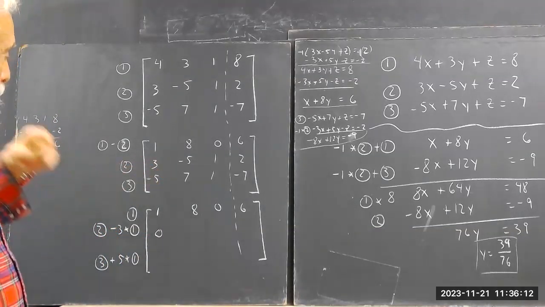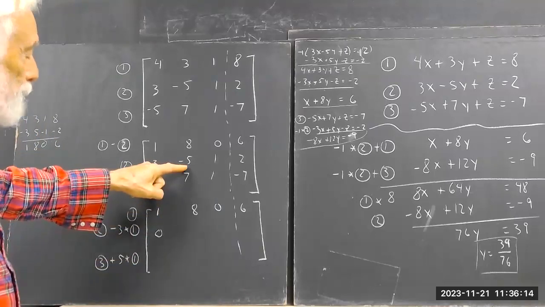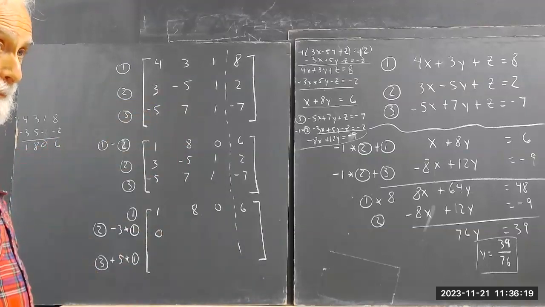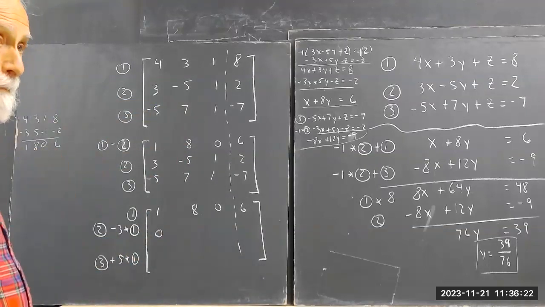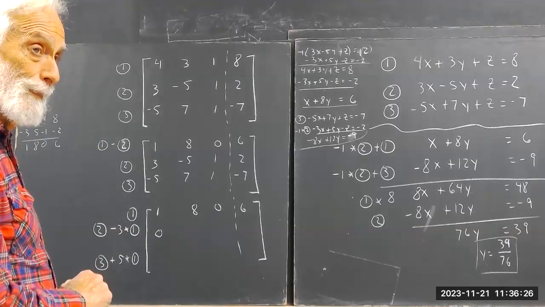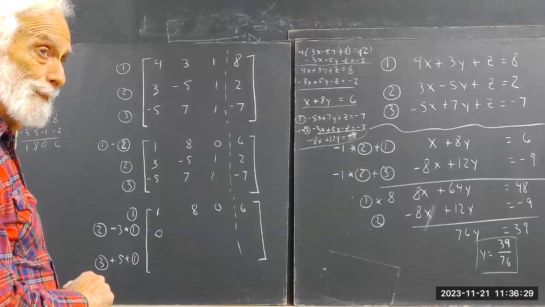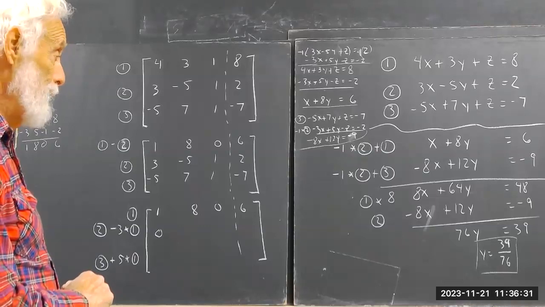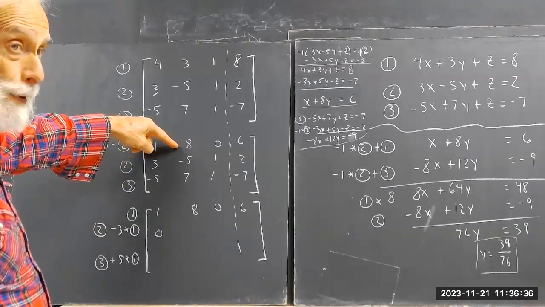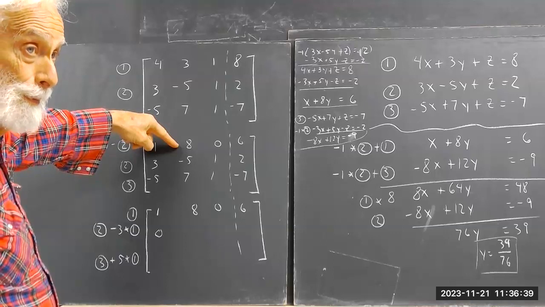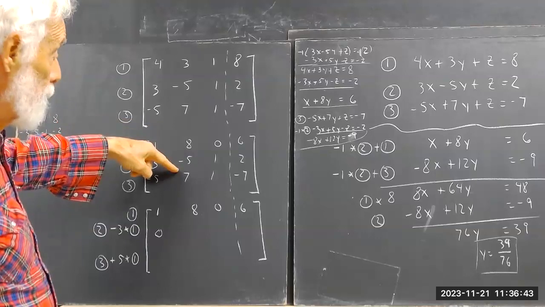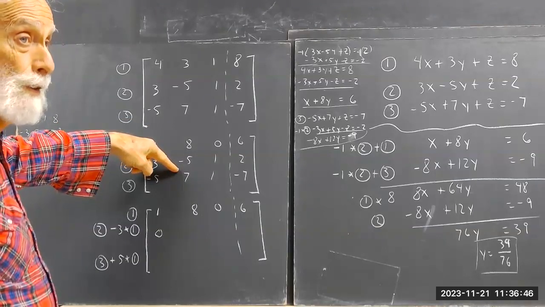Now we got to do the same thing here. We do this number minus 3 times this number. Figure that out real quick. Close. That gives you minus 24, right? -3 times 8 is minus 24. If we add that to minus 5, we get minus 29.